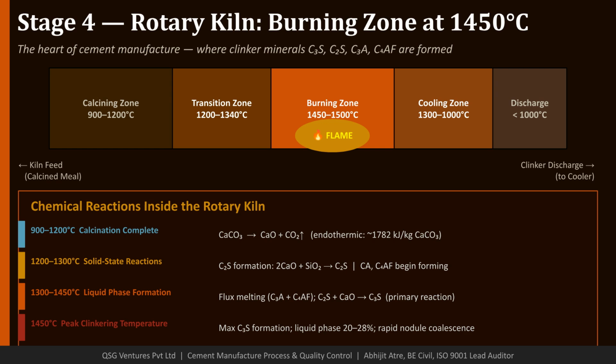Stage 4, the rotary kiln, is the heart of cement manufacture. It is where clinker minerals are formed at peak temperatures of around 1450 degrees Celsius in the burning zone. The chemical reactions progress from calcination through solid-state reactions to liquid phase formation, culminating in the maximum formation of tricalcium silicate, or C3S.